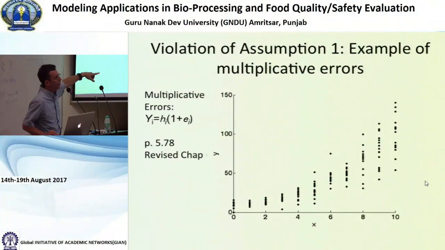This is a multiplicative error. You see the variance is small when the y is small, and the variance is large when the y is large. Now, when does this happen? It turns out this happens. Is anybody here a food microbiologist? Well, that's where it happens, in food microbiology.